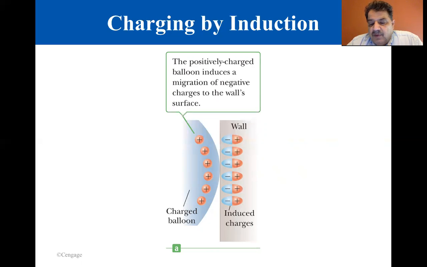The realignment of charges within individual molecules produces an induced charge on the surface of the insulator, as we can see in the figure. This property explains why a balloon charged through rubbing will stick to an electrically neutral wall, or why the comb you just used on your hair attracts tiny bits of neutral paper.